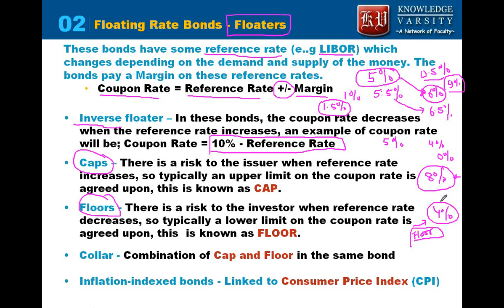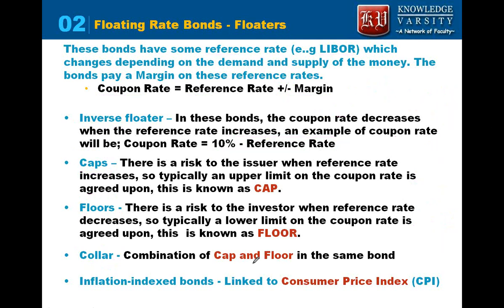A bond can have both of these, and the combination of both of these is called a collar. That is, you can have a cap as well as a floor. Now there are some bonds which are linked to the inflation rate. These are called inflation indexed bonds. These are linked to the consumer price index. The inflation is calculated from this consumer price index.